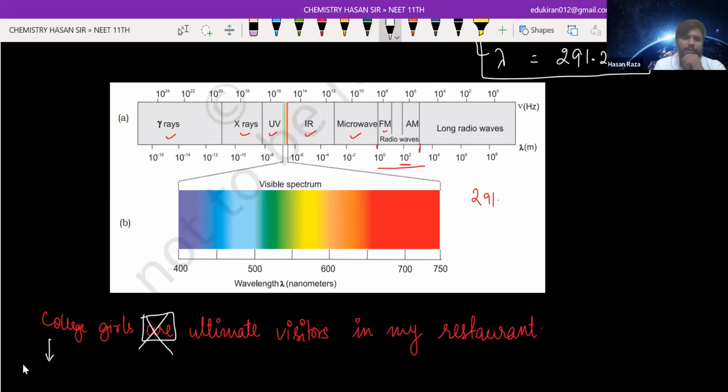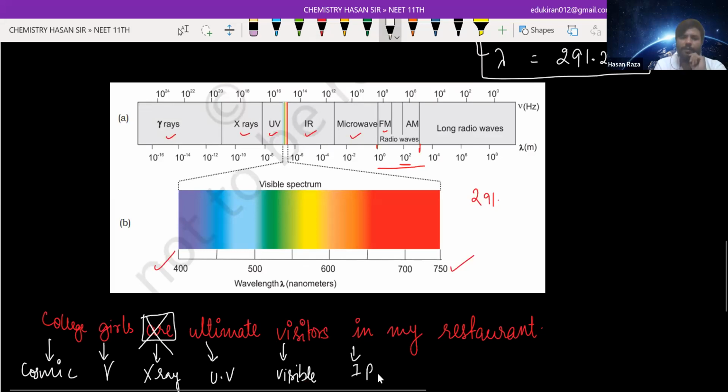Now, C is for cosmic, G for gamma, X, here it becomes X, so this is your X-rays. U is for ultraviolet, V is for visible. Visible, you need to remember this, visible lies from 400 to 750 nanometers. I is for infrared, M is for microwave, and here R is for radio waves.